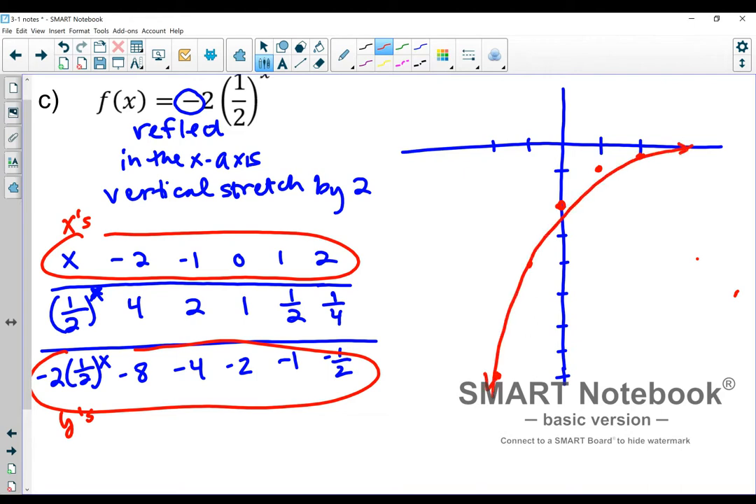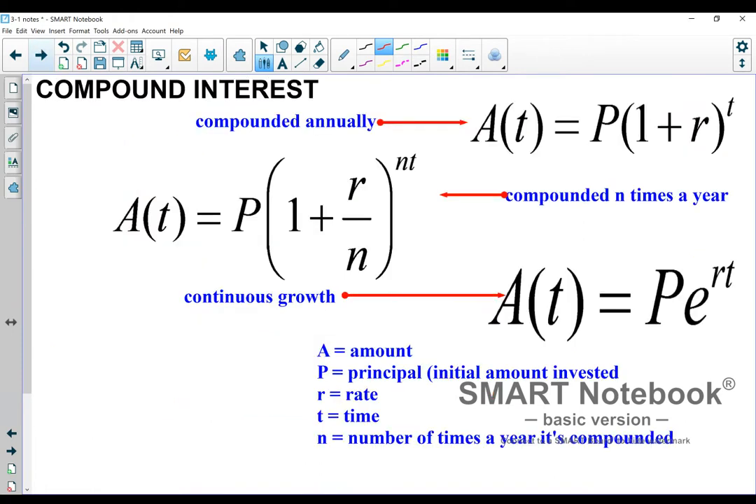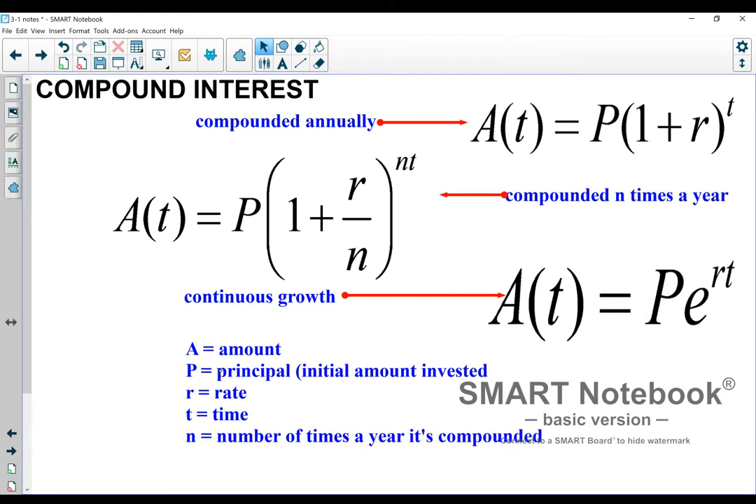So throughout everything I've done, unless I shift it up, I'm always going to have that asymptote right at 0. I'd have to have a plus or a minus out at the end to move that, and that would move my asymptote as well. So here are some different formulas for interest.